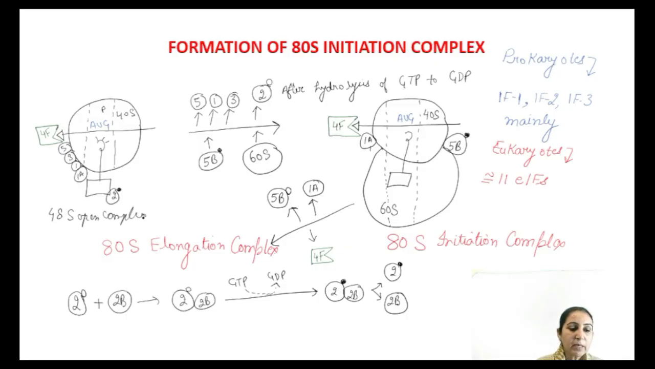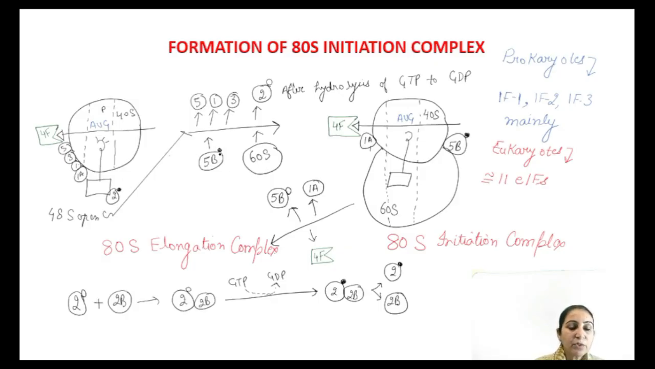Now what happens? Now these factors 5, 3 and 1 get removed. There is breakdown of GTP to GDP so that in the dephosphorylated form, factor 2 also gets removed. So all these have been removed now: factors 5, 3, 1 and dephosphorylated factor 2. They all get removed, but factor 5B in the phosphorylated form gets attached.